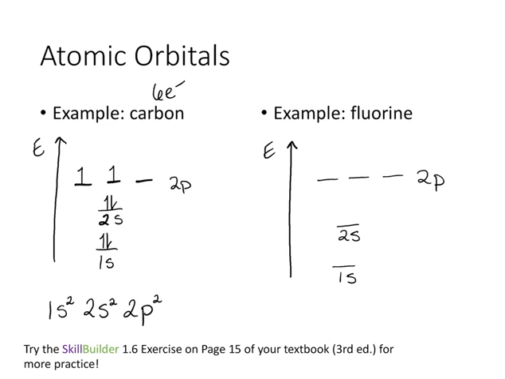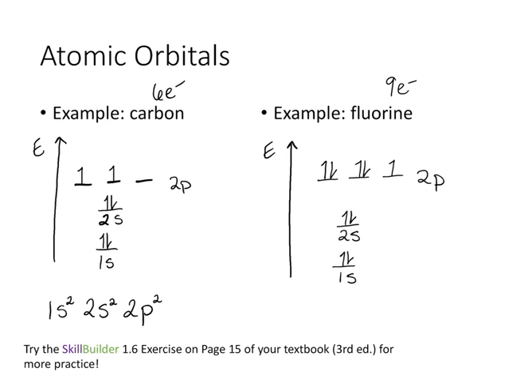Okay, so how many total electrons does fluorine have? 9. Okay, so now we're just going to start from the bottom again. We've used up 4 electrons, and then we're going to jump up and put 1 electron in each orbital by itself first. Okay, so we've used 7 electrons, and now the last 2 electrons will have to pair up with the other electrons.